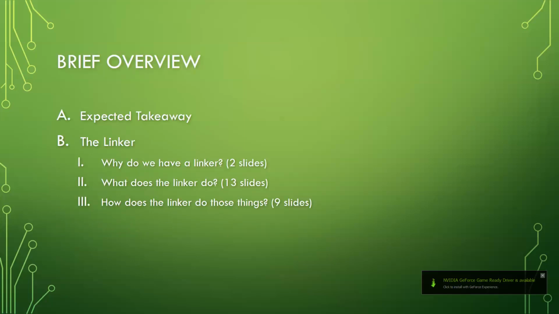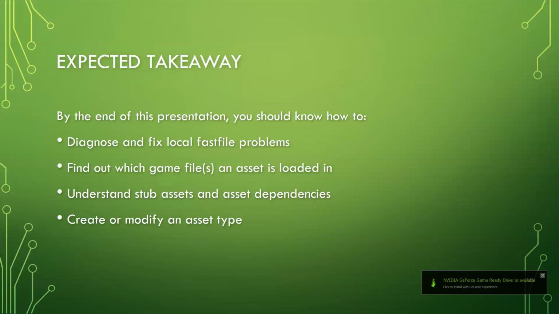All right, so a brief overview of this talk. Briefly, I'll talk about the expected takeaway, and then I'll talk about the linker in 3 parts. Very briefly, why we have a linker. Less briefly, what does the linker do? And somewhere in the middle, how does the linker do those things? Those numbers changed and I didn't update the slide counts, so don't count, but just as a general idea.